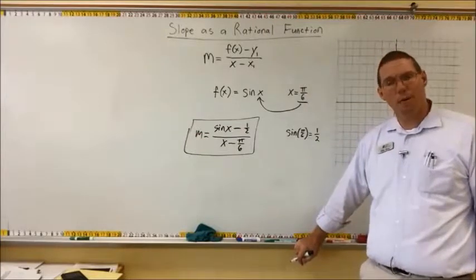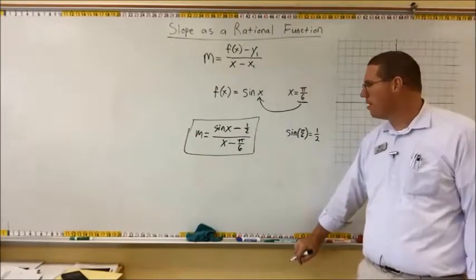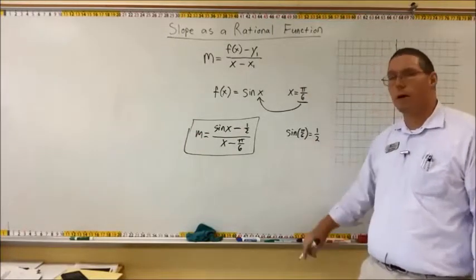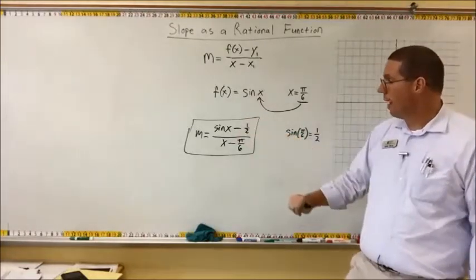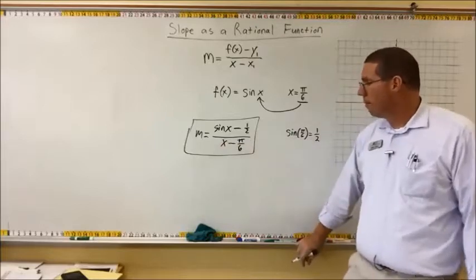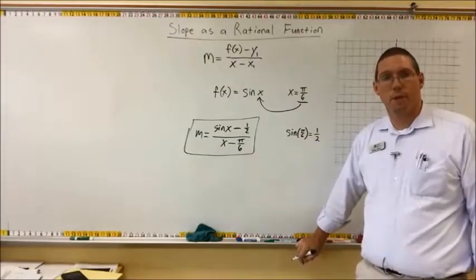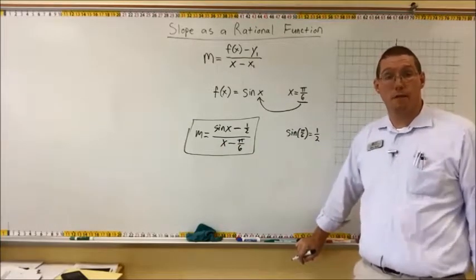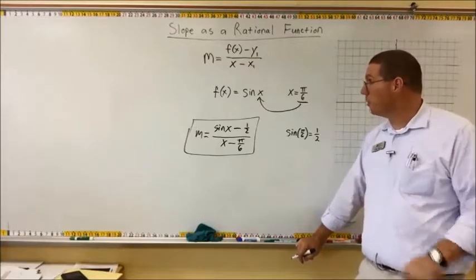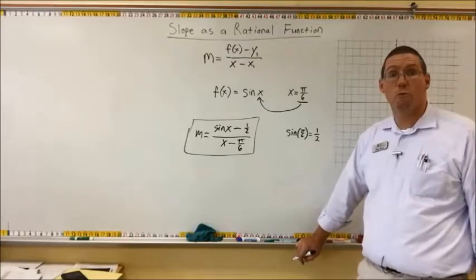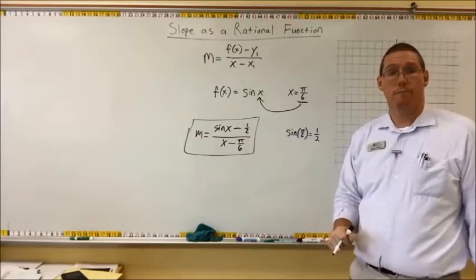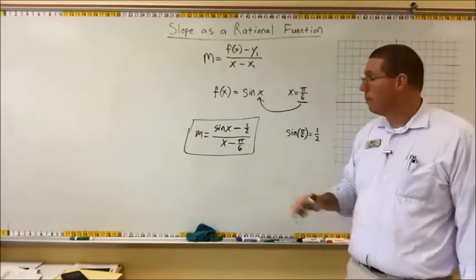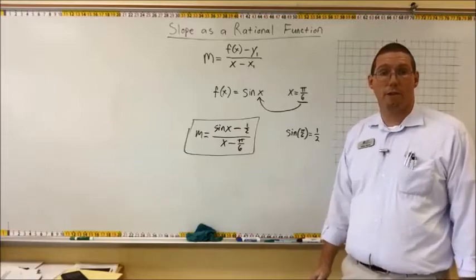We just did it. And wasn't that easy? That would be your answer. You would just write sine of x minus 1/2 over x minus pi over 6, and you're done. Okay, so there will be several problems where I give you a bunch of these functions, and you have to write slope as a rational function. All right, I have one more video for you because we're actually going to do something with these rational functions.